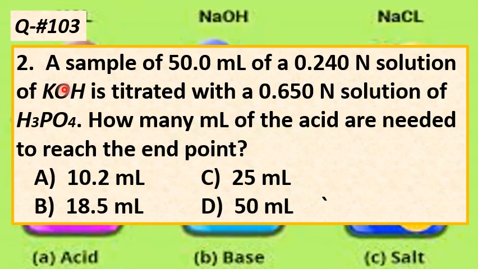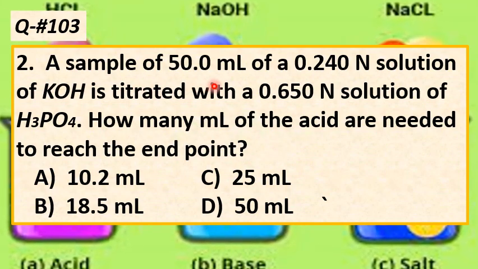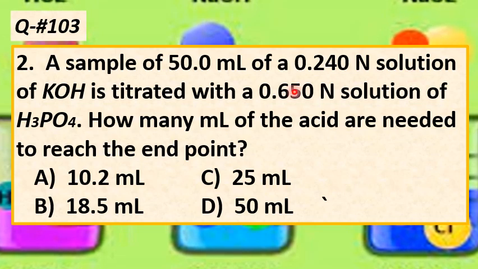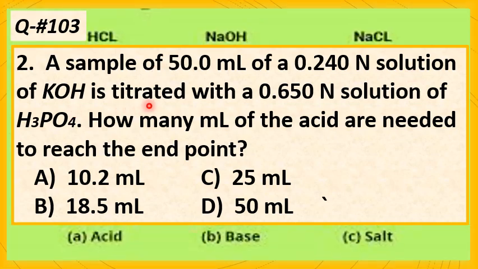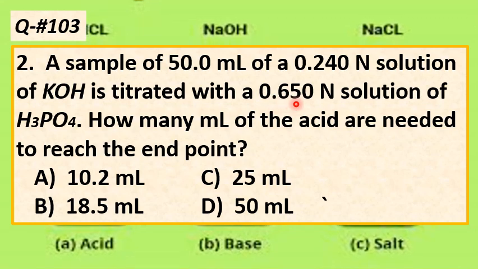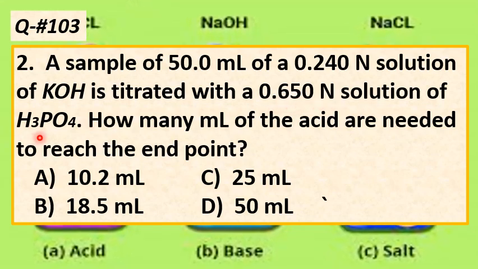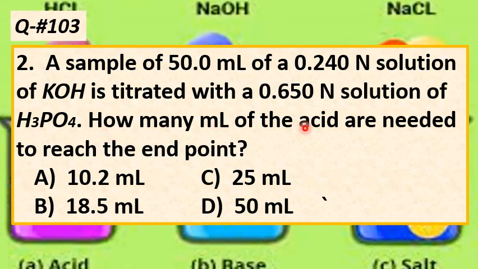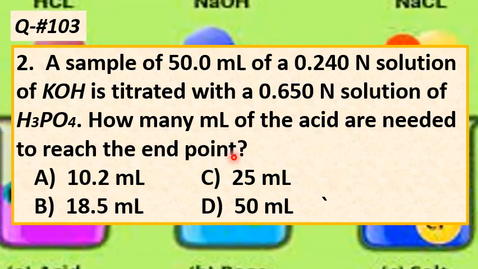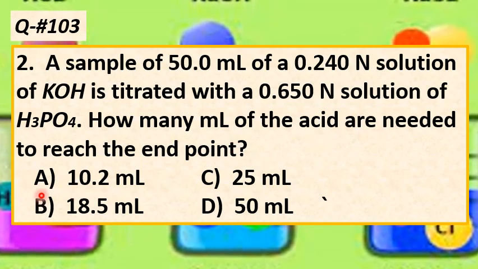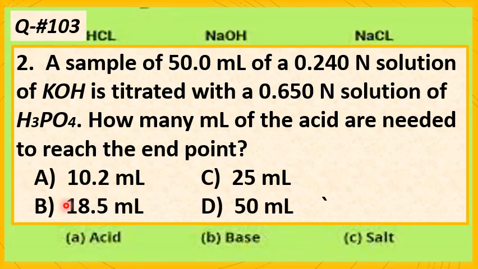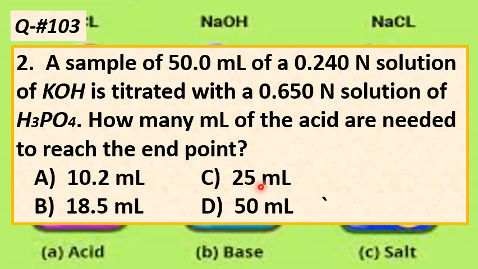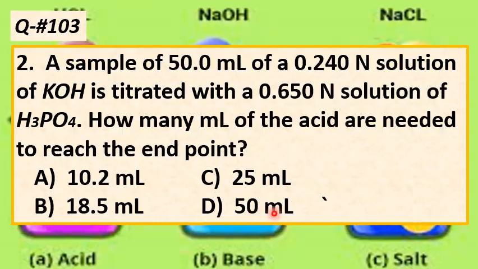Question number 2. A sample of 50.0 ml of a 0.240 normal solution of potassium hydroxide is titrated with a 0.650 normal solution of phosphoric acid. Question is, how many ml of the acid are needed to reach the endpoint? Is it letter A, 10.2 ml? Letter B, 18.5 ml? Letter C, 25 ml? Or letter D, 50 ml?